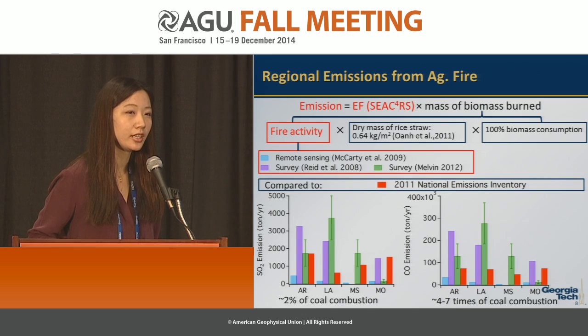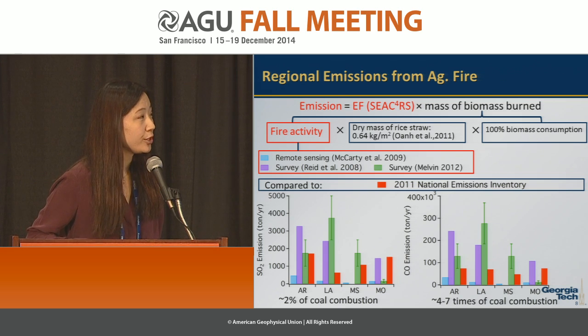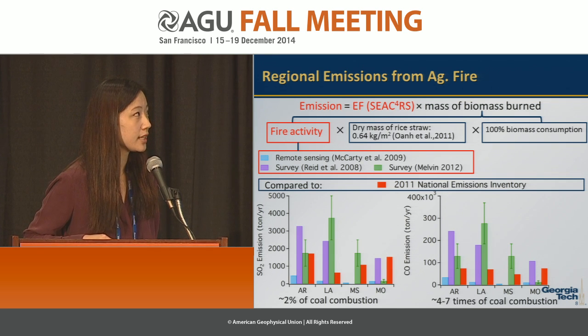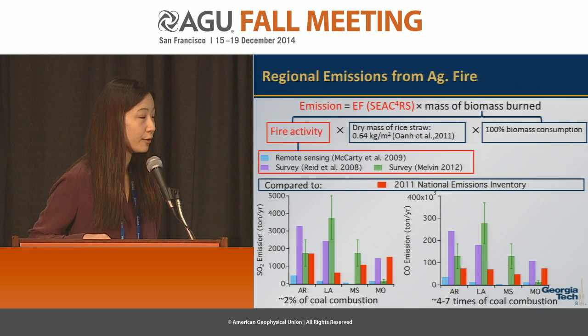Emissions from biomass burning can be estimated using emission factor together with the mass of biomass burned. Here we made an estimation of SO2 and CO emitted from the agricultural field burning from the 4 states where these agricultural fires were located: Arkansas, Louisiana, Mississippi, and Missouri. We used emission factors obtained during SEAC4RS coupled with fire activity data from 3 different studies. The first 3 bars in these 2 figures are our estimates. And the last red bar represents the estimate given by the 2011 National Emissions Inventory, in which the SO2 and CO emission data are available.